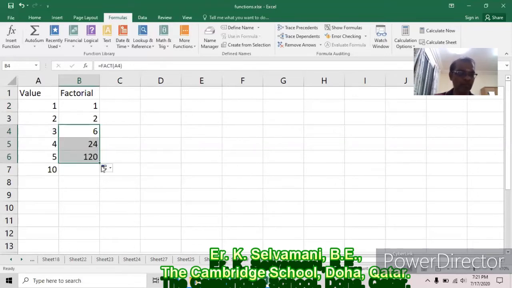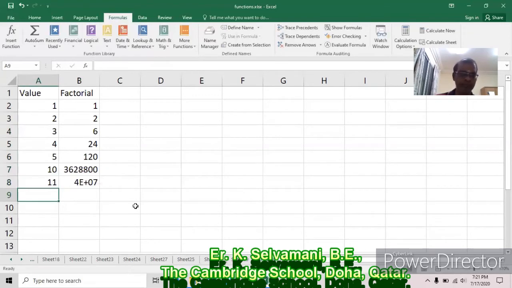I don't know the value for 100. We will see what it is. So it is a very big number. If you want to find out the factorial of 11, it is also a very big number we got. That means 4 multiplied by 10 to the power of 7. That is a very big value. If you go for 12, see here 4.8 multiplied by 10 to the power of 8. Very big number. We can find out smaller numbers here. Likewise, we can find out. So this is factorial.